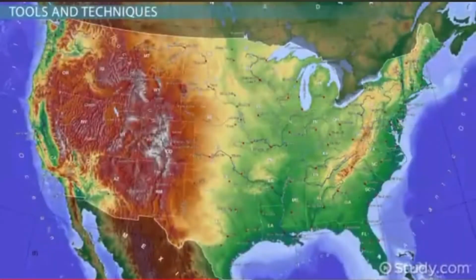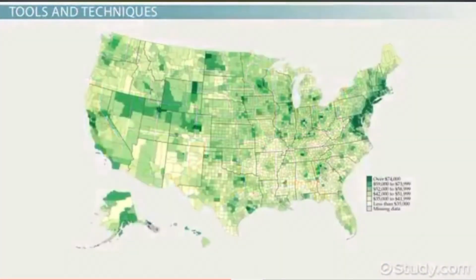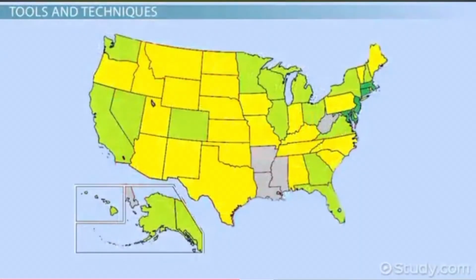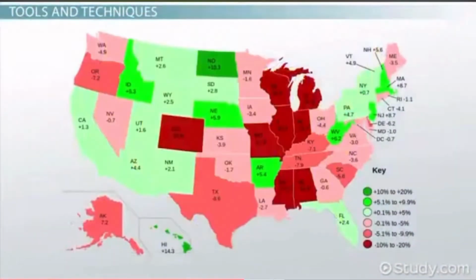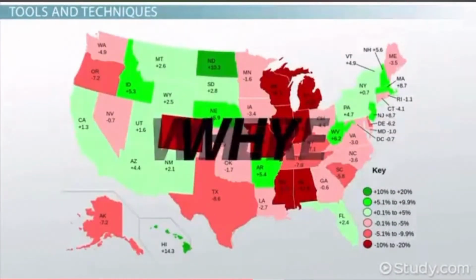Such a map could be used to display a million different variables: land height, average rainfall, population density, per capita income, political views, you name it. And all of these things help us develop a spatial understanding of those variables. Once we know about the where, we can more easily ask why. Why are these things distributed across the Earth the way they are?